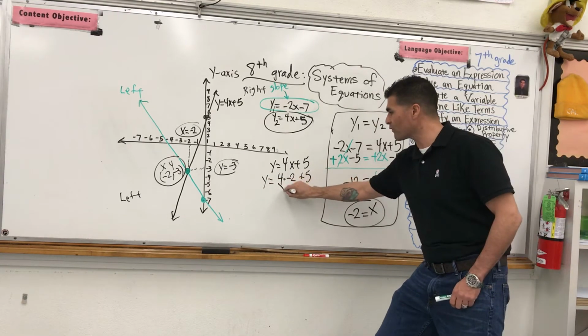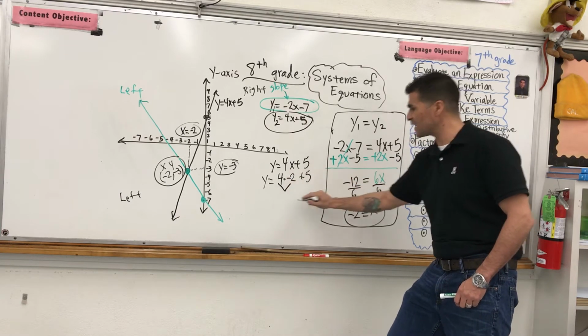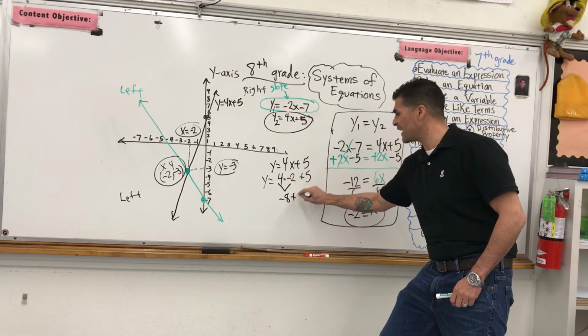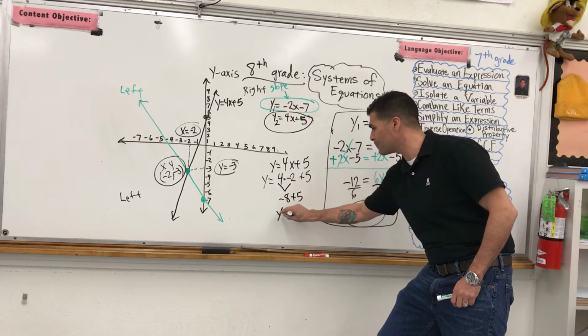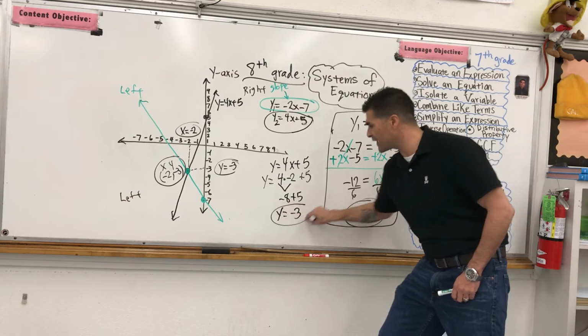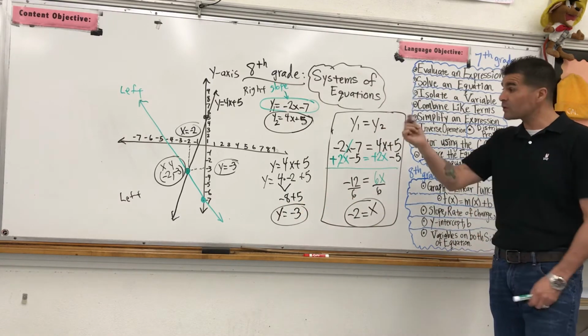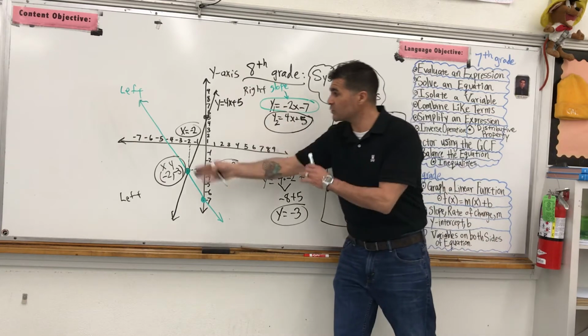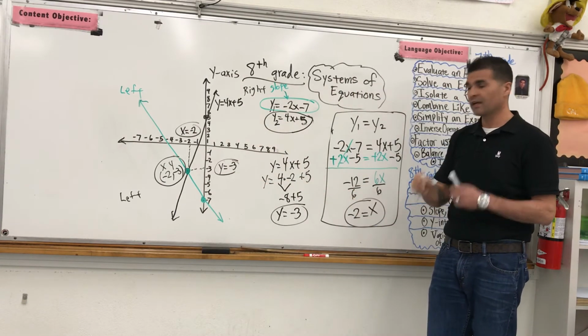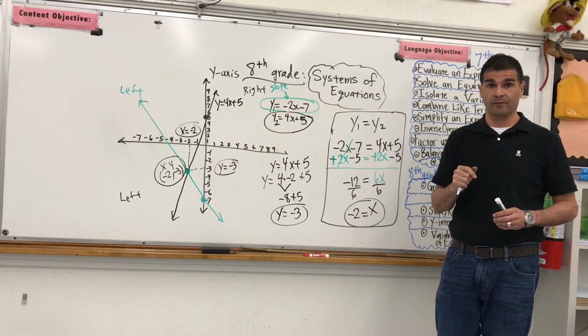Well, let me use my order of operations. 4 times -2 is -8. And -8 plus 5, yep, y is equal to -3, isn't it? And that's what it's supposed to be equal to, because this is where the two lines cross each other. It really does work out that way.